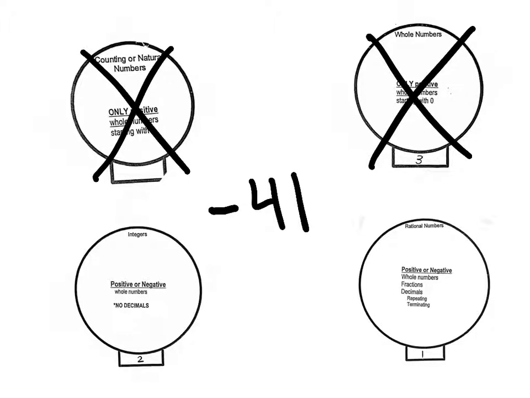Then we move on to integers. That is negative or positive whole numbers. Well, we have a negative whole number here, so it is an integer. Then we can move on to rational because it can be more than one group of numbers. Rational numbers say positive or negative whole numbers, so it is also a rational number. Therefore, this number, negative 41, is an integer and rational number.